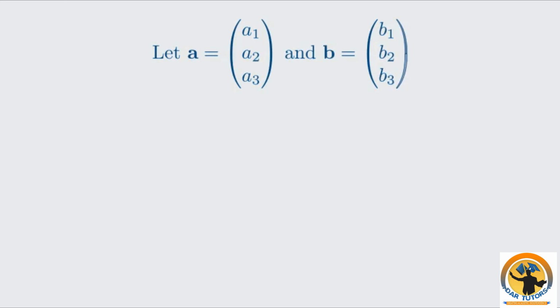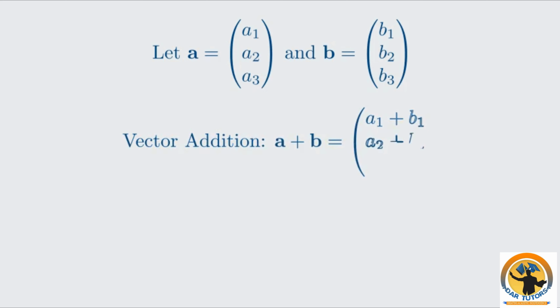Now let's move on to operations with vectors in space. The rules for adding, subtracting, and multiplying vectors by scalars are a direct extension of what you've learned in 2 dimensions. Let's define 2 general 3D vectors, A and B, in component form. To add 2 vectors, you simply add their corresponding components. So A plus B is the vector, A1 plus B1, A2 plus B2, A3 plus B3.